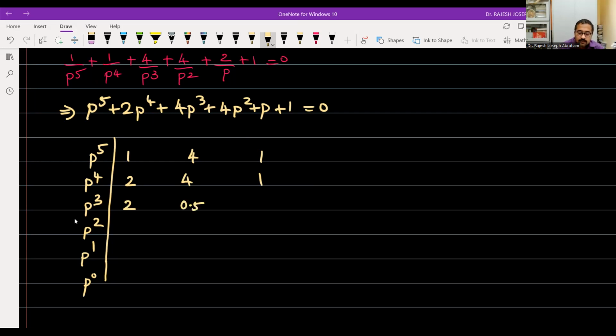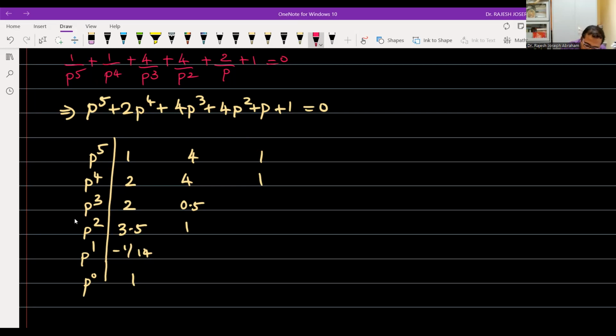What is the next entry? 2 into 4, 8 minus 1 divided by 2. That means 3.5. Okay. 2 into 1, 2 minus 0 divided by 2. That means 1. What is the next thing? 3.5 into 0.5 minus 2 into 1 whole divided by 3.5. So we will get minus 1 by 14. What is the next entry? This into this minus this into 0 divided by this. That means 1.